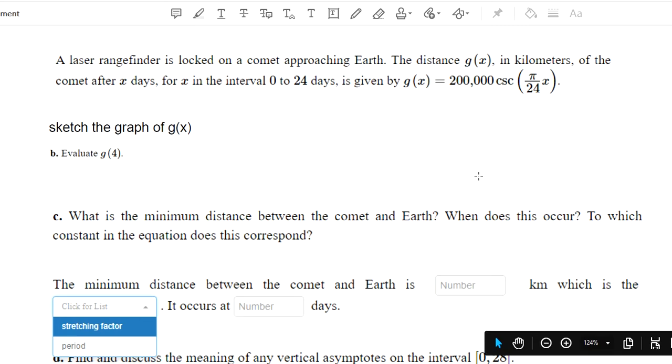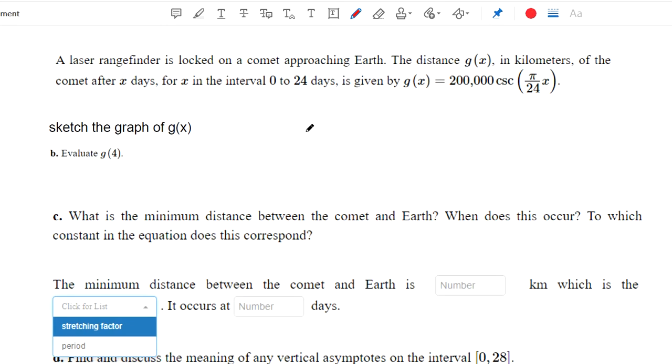A laser rangefinder is locked on a comet approaching Earth. So the distance after x days is given by this function g of x. We're supposed to sketch the graph of g of x. Before we do that, let's talk about why the graph of cosecant x is the way it is. That'll help us with this graph.